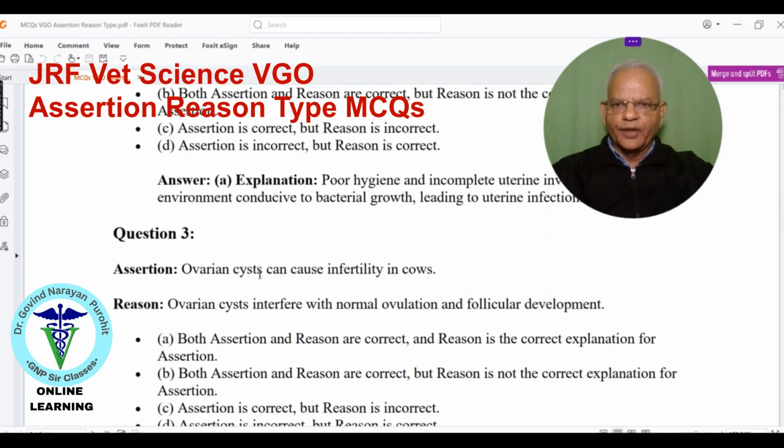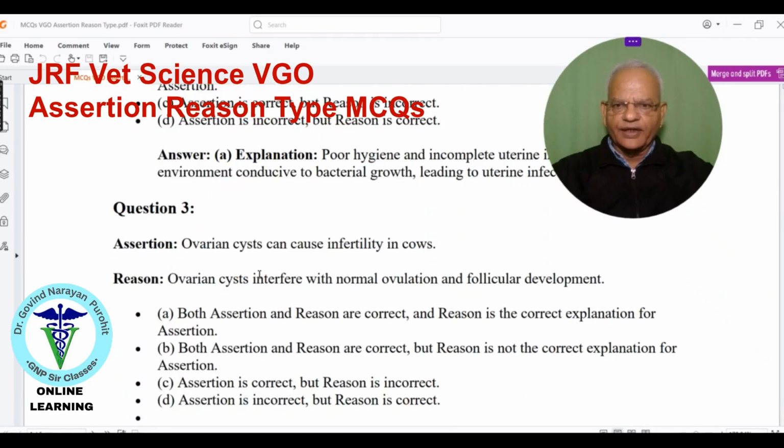Right. So the next question: ovarian cysts can cause infertility in cows. The reason is ovarian cysts interfere with normal ovulation and follicular development. The options are: both assertion and reason are correct, and reason is the correct explanation for assertion. Both assertion and reason are correct, but reason is not the correct explanation for assertion. Assertion is correct, but reason is incorrect. Assertion is incorrect, but reason is correct.